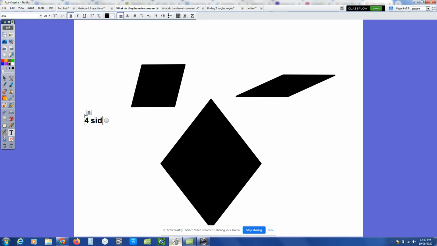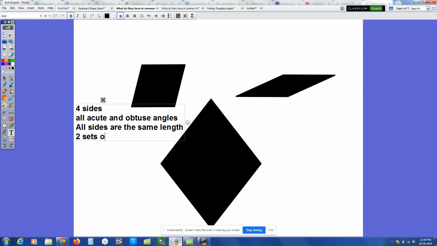They have four sides. They have all acute and obtuse angles. Oops, spelled acute wrong. Look at that. Silly me. And they have all sides the same length. Okay. The last one is they all have two sets of parallel sides.